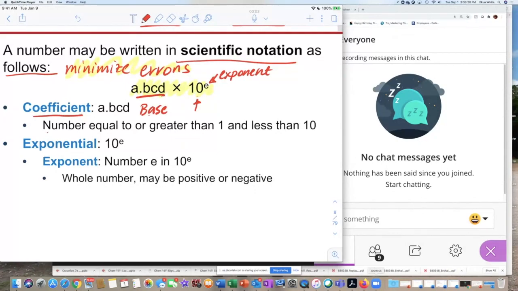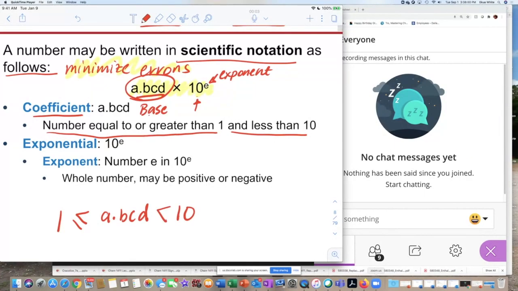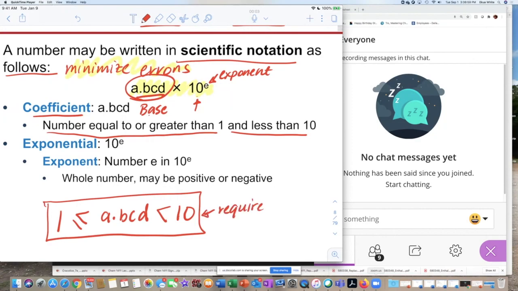The base number, also called the coefficient, has rules for what this value can be. We're being told here this number is equal to or greater than 1 and less than 10. If you were to write this in limits, you would write a.bcd as greater than or equal to 1, because it can be equal to 1, but it has to be less than 10 and not equal to 10. Whatever number you assign this number to be, it has to fulfill this requirement. This is a mandatory requirement.